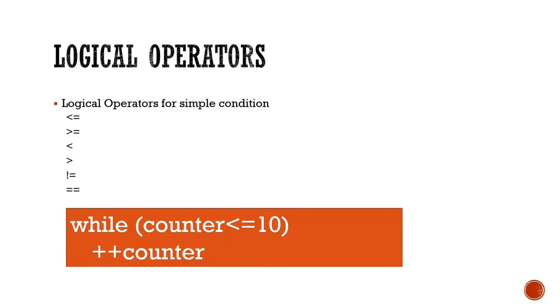As an example, you have this while loop using a simple condition wherein the counter is less than or equal to 10. If this condition is true, it will perform these actions. So this is an example of a simple condition.